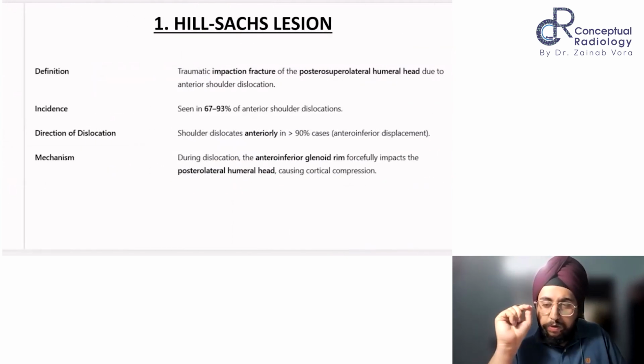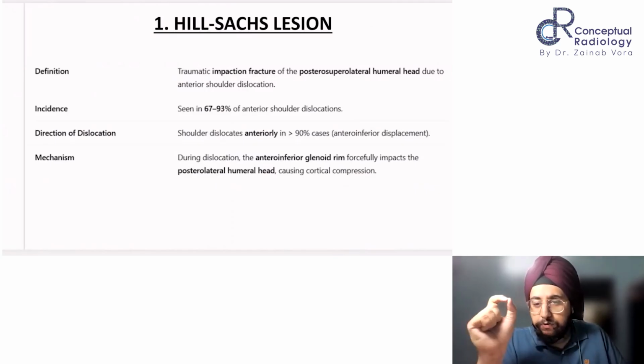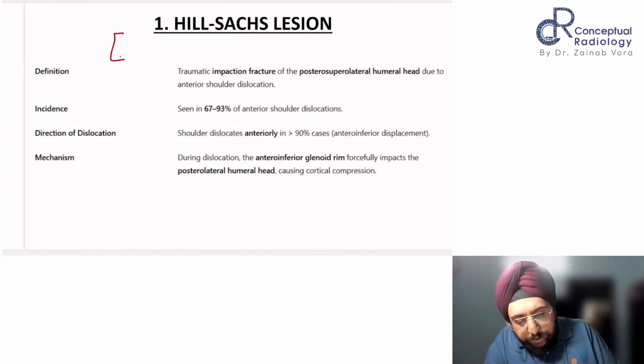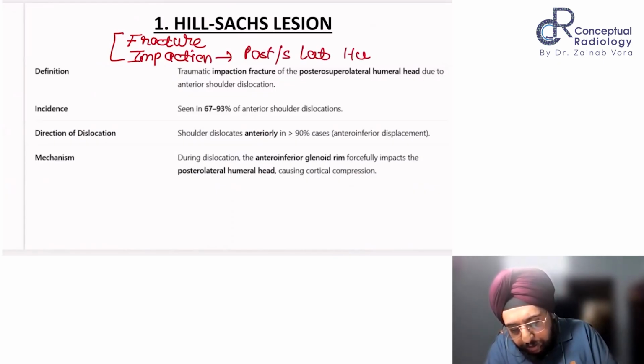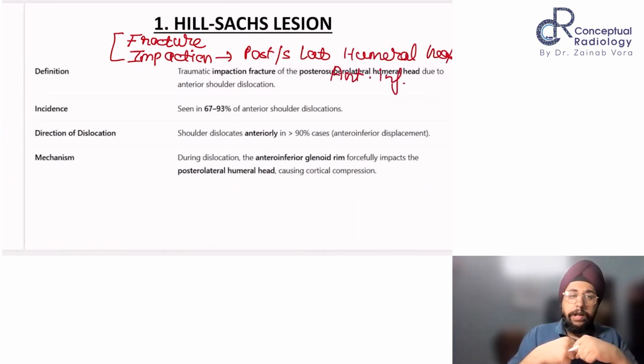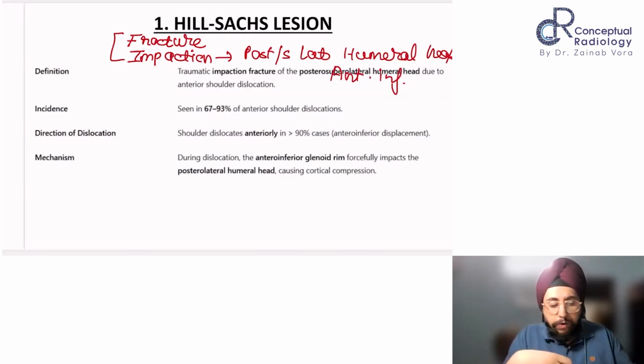First of all, you have to learn the definition of Hill-Sachs. If somebody asks you what the Hill-Sachs lesion is, you will say, first of all, it's a traumatic impaction fracture. This is a fracture caused by the impaction of the posterior superior lateral humeral head along with the anterior inferior glenoid rim. Both of these get impacted during abduction and external rotation.